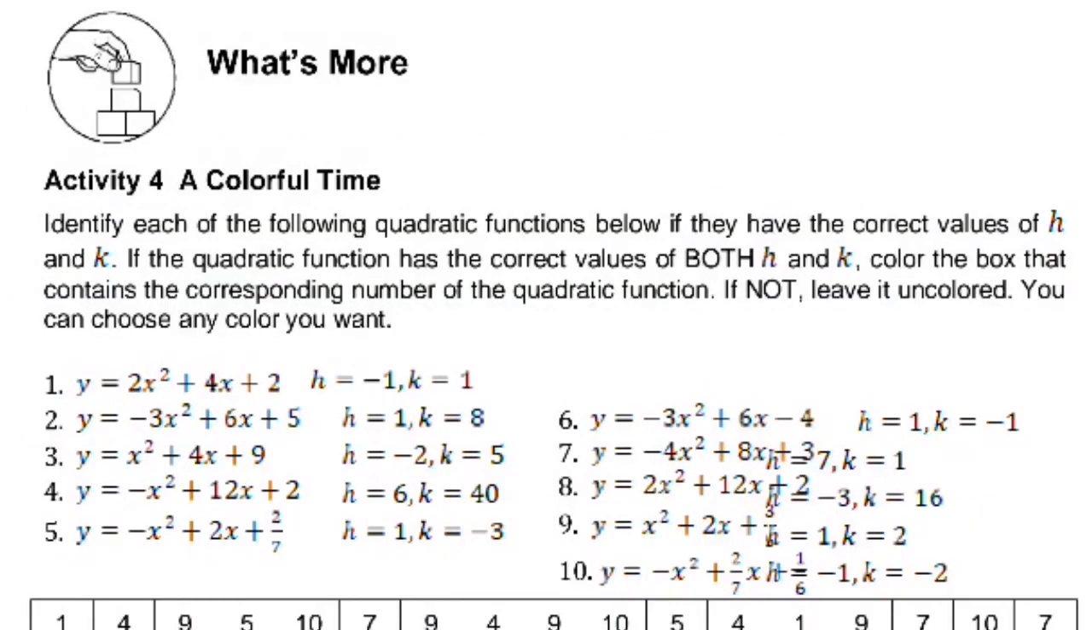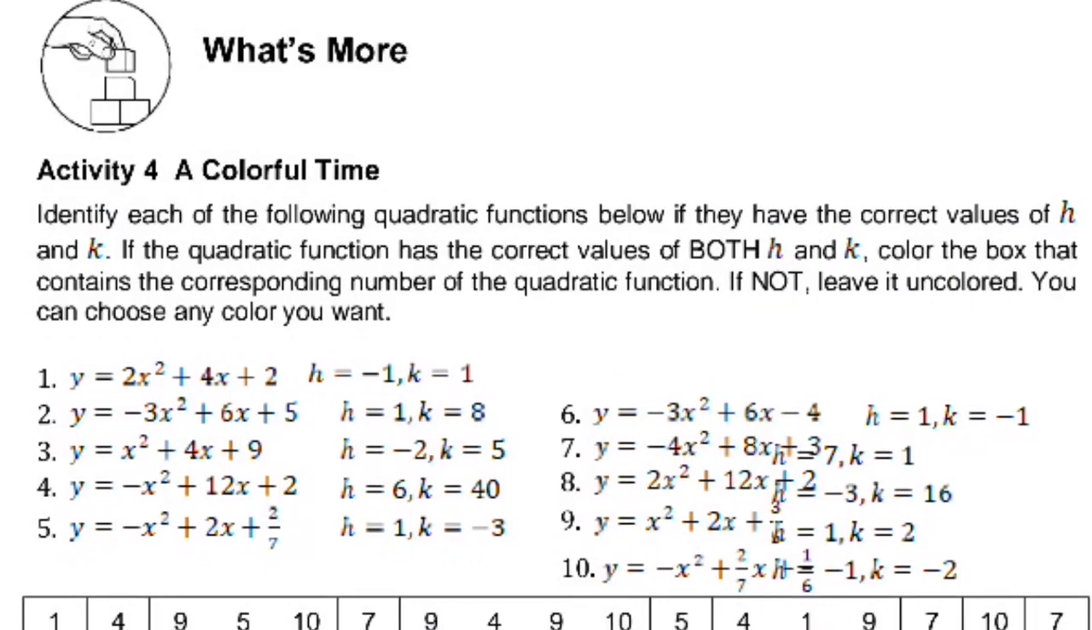Then, what's more? Activity 4, a colorful time. Identify each of the following quadratic functions below if they have the correct values of h and k. If the quadratic function has the correct values of both h and k, color the box that contains the corresponding number of the quadratic function. If not, leave it uncolored. You can choose any color you want. So to make this one simple, if the given values of h and k are correct, just write true. If not, then write the correct values of h and k. Okay?